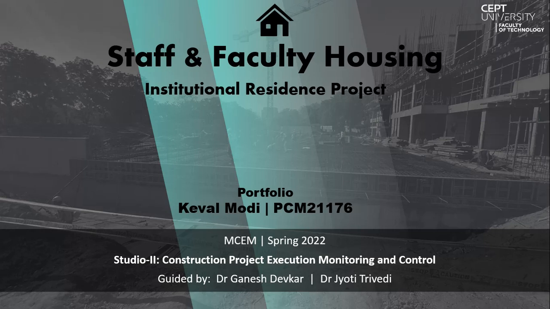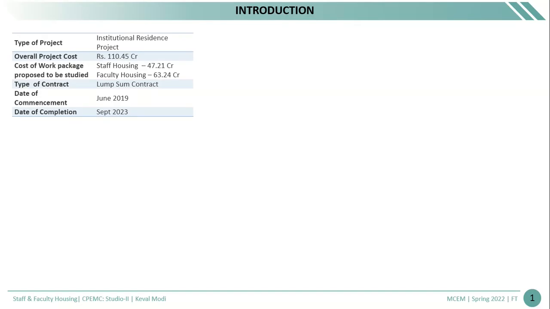The data were collected during the site visit, which is analyzed with different concepts, tools, and techniques, and discussed with the site person, which enriches the studio experience. The type of project is an institutional residential project with a total project cost of 110.45 crores. The type of contract is lump sum based, and it is expected to complete in September 2023.